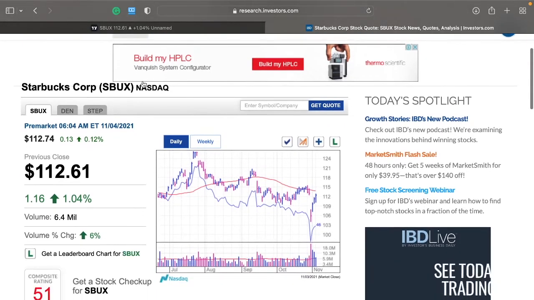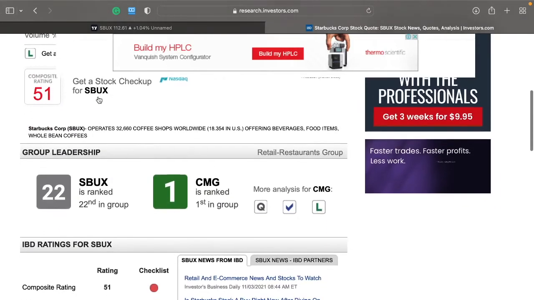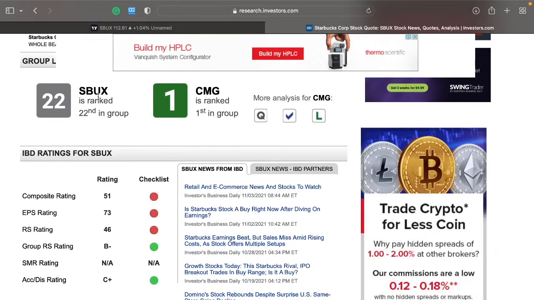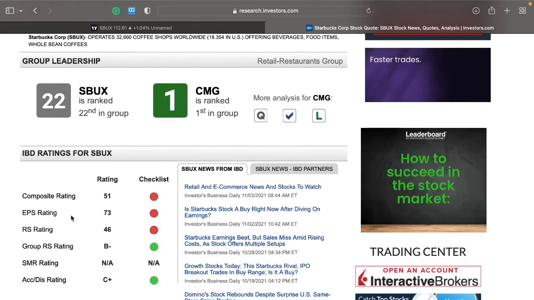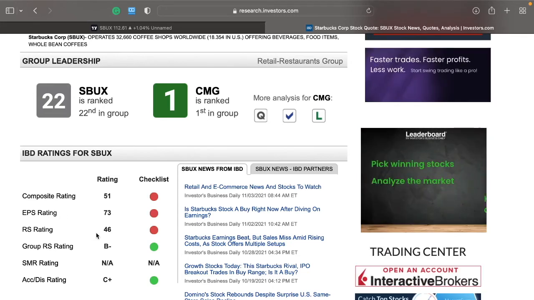And if we take a look at the fundamentals for Starbucks, I'm using Investors Business Daily over here, or IBD. This is a paid website, so you have to pay a monthly subscription to access their data. But if you take a look over here for Starbucks stock, you see that its earnings and its relative strength rating is not very good.